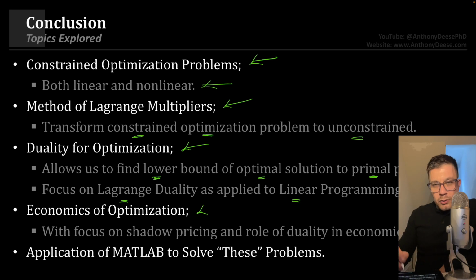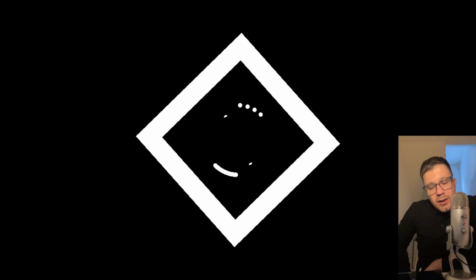And then the last module, which is the one we just completed, focuses on the economics of optimization, with some focus on shadow pricing and the role of duality in economic optimization problems. And we fortunately also included a ton of great MATLAB examples. We used MATLAB to solve a lot of these constrained optimization problems. So that marks the end of this series on constrained optimization.